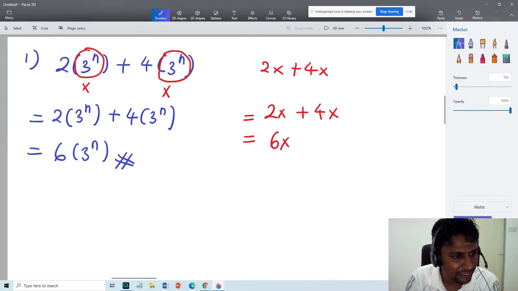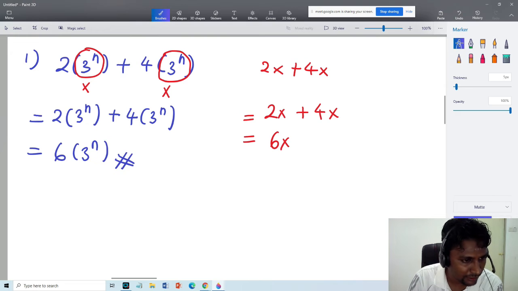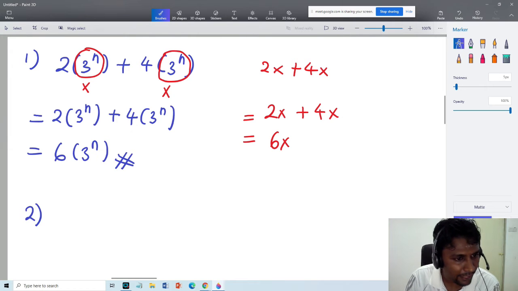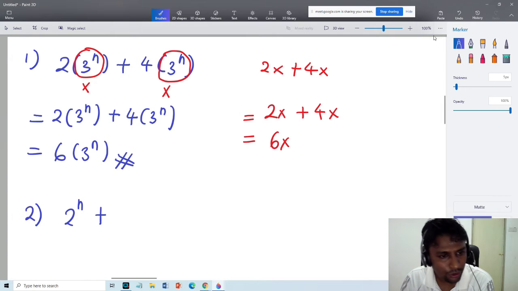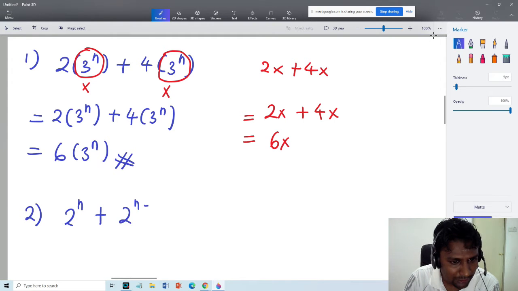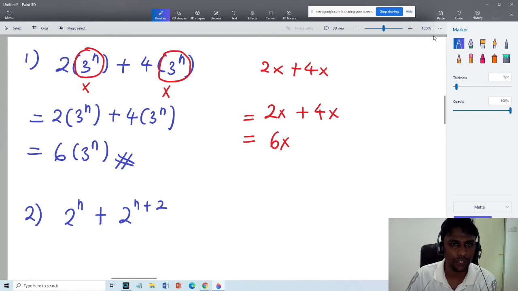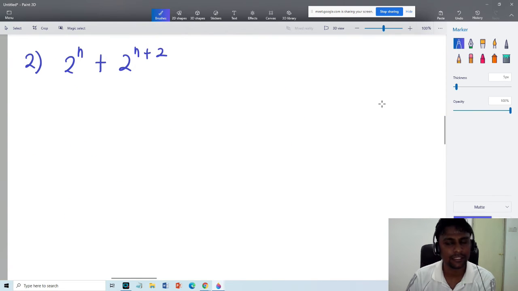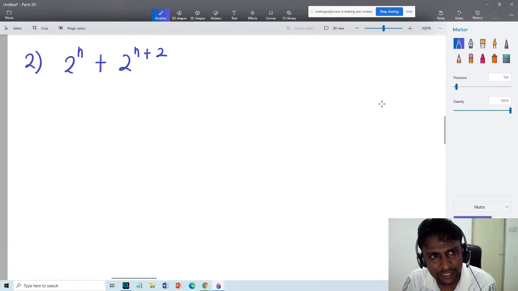Now your turn. Come, answer this question. Number 2, I want you to answer 2 power of n plus 2, plus 2 power of n. So how are you going to write this answer? How are you going to simplify this answer? So now I go to the answer.